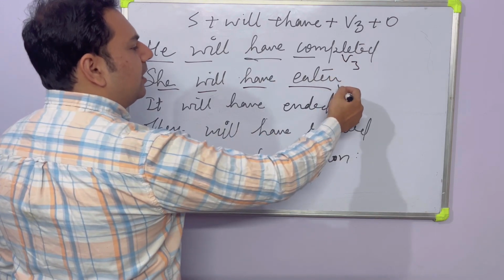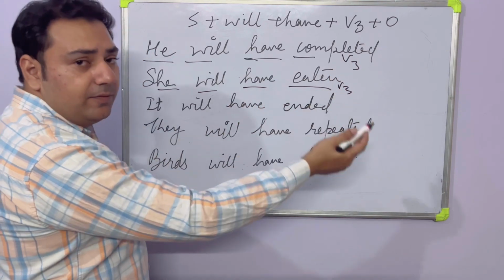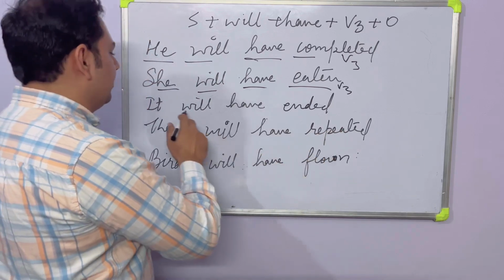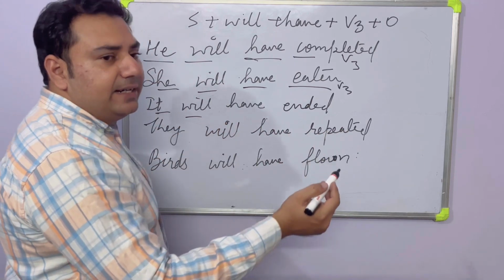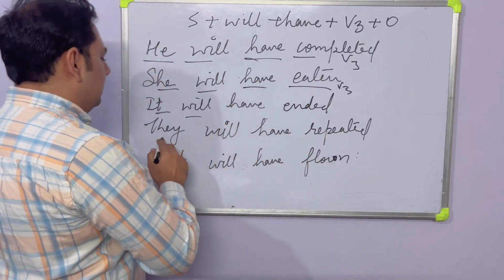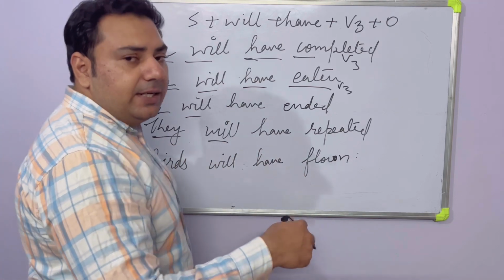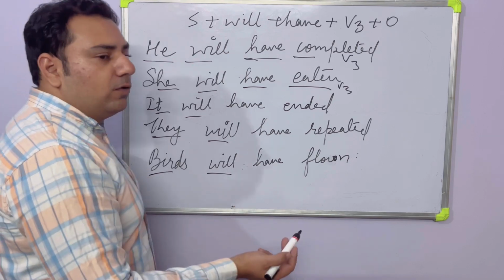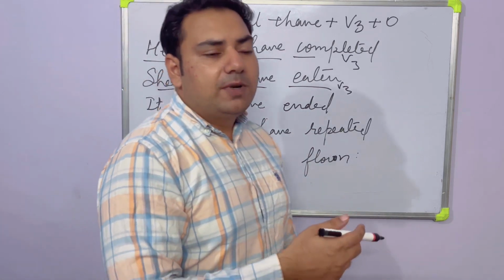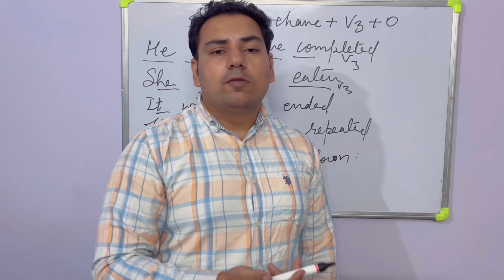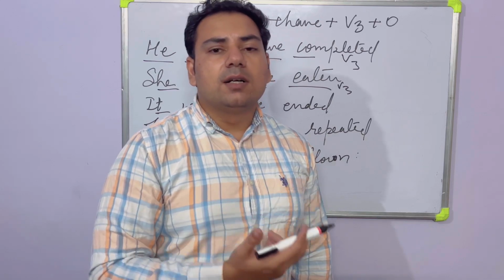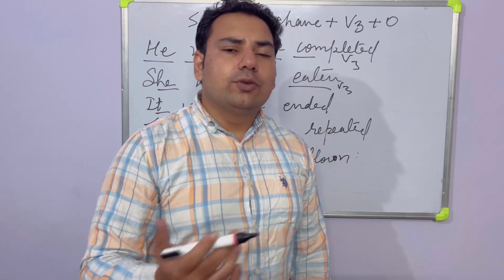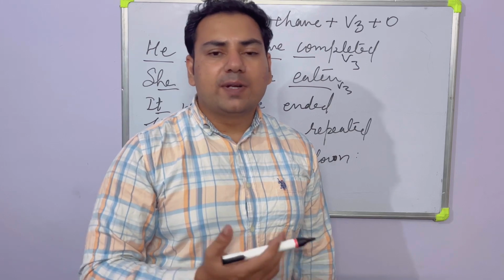All of them are third form. She will have eaten her lunch. It will have ended in the same manner. They will have repeated the same mistake in the future. Birds will have flown. Fly, flew, flown. Birds will have flown after August. So this is how you can create the future perfect sentences.